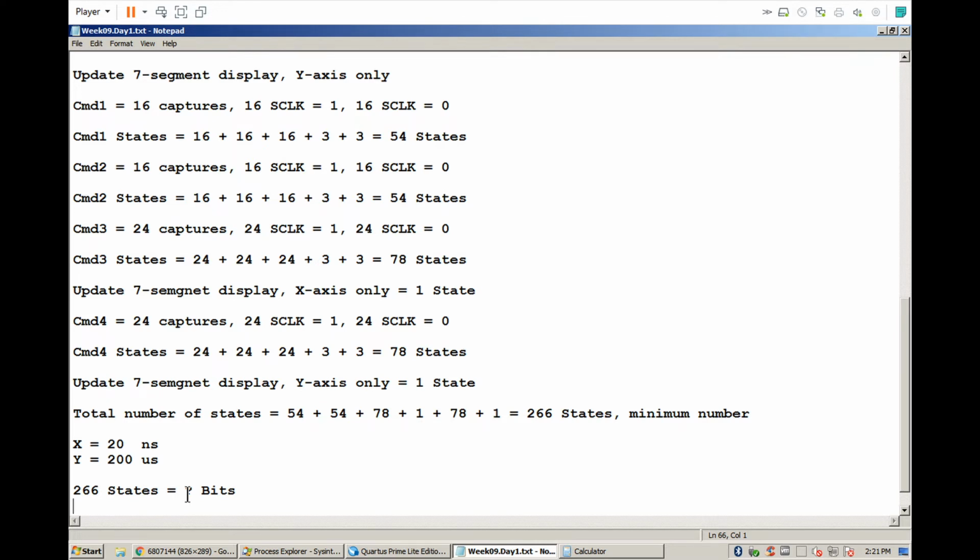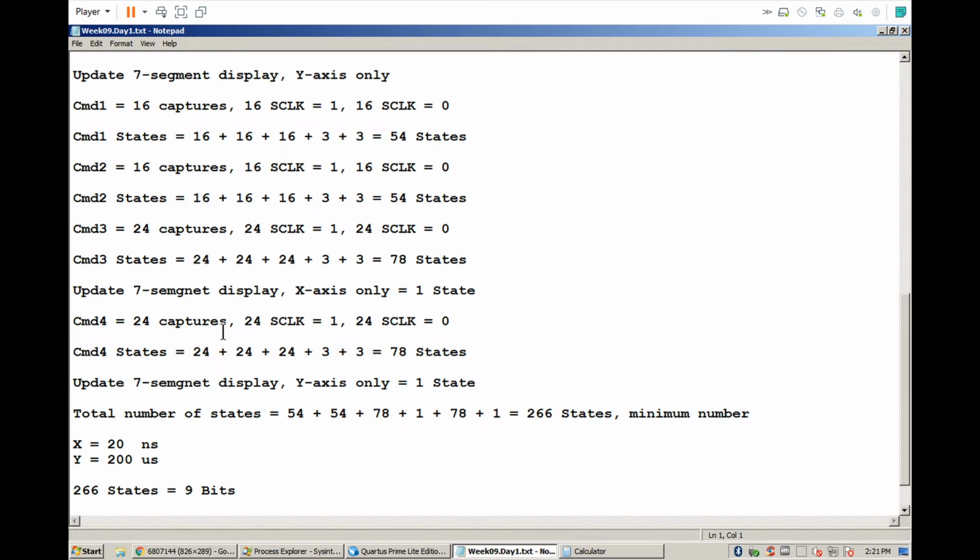So if you have only 8 bits, it's not going to work because you need 256. Sorry, you need 266. But 8 bits only gives you 256. 9 bits will give you 512. So 9 bit is the solution. So when you define the constants for the states, it's a 9 bit value. Okay? 9 bit value for each state. The rest is mechanical because you need to type it up.